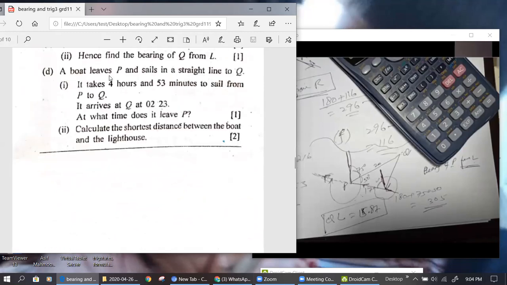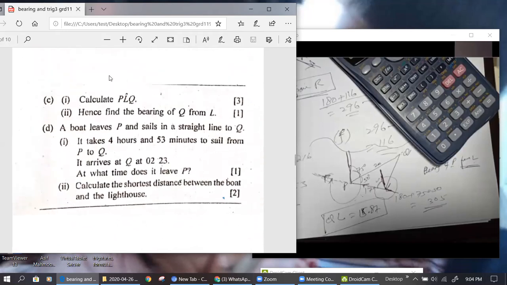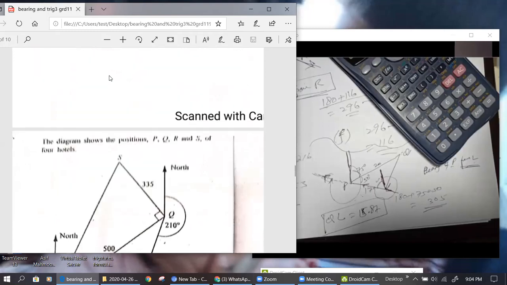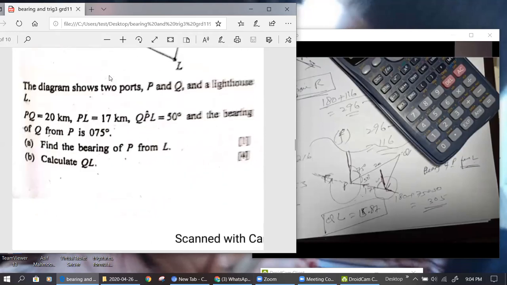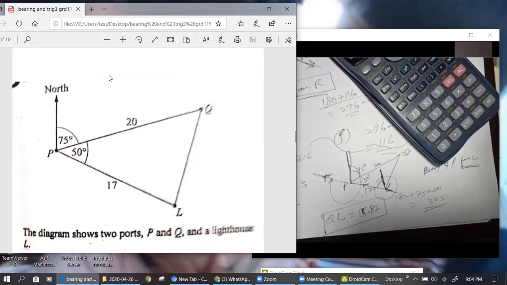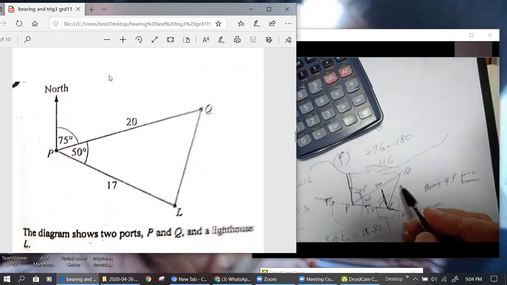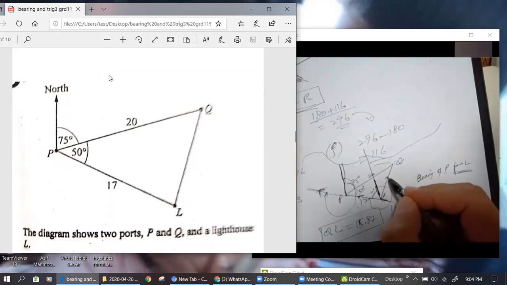Next one is, hence the bearing of Q from L. How will you calculate the bearing of Q from L? That will be like this. Q from L means you are going like this. So this angle you need to find.